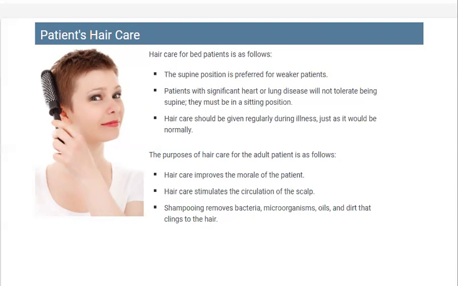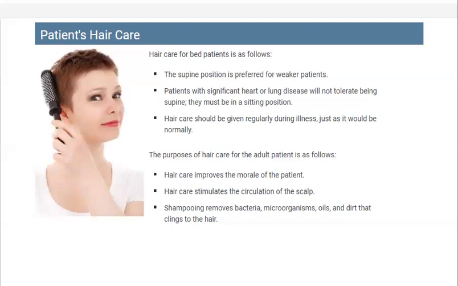The purposes of hair care for the adult patient are as follows. Hair care improves the morale of the patient. Hair care stimulates the circulation of the scalp. Shampooing removes bacteria, microorganisms, oils, and dirt that cling to the hair.